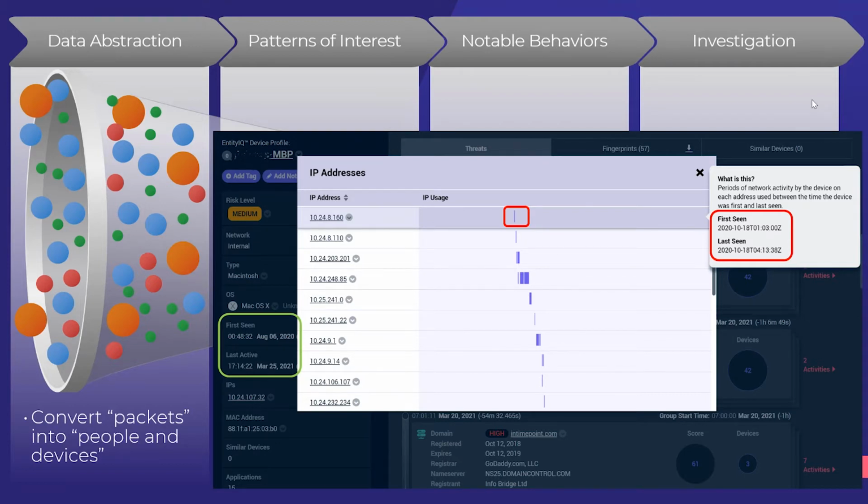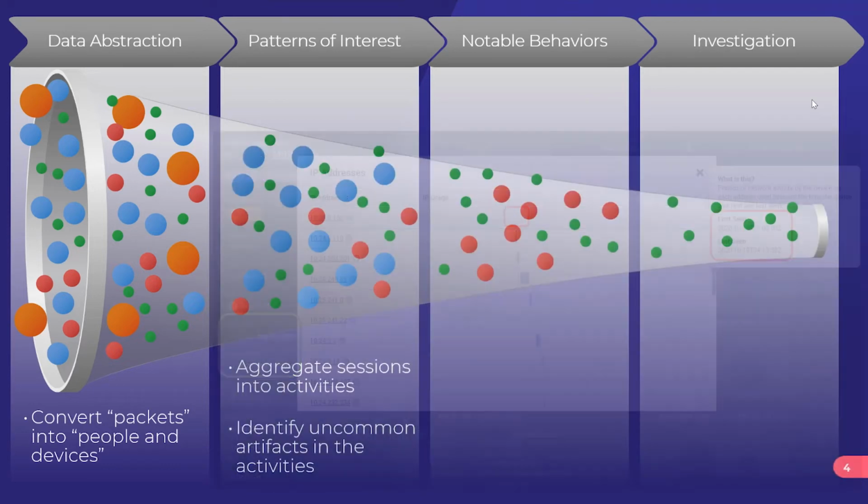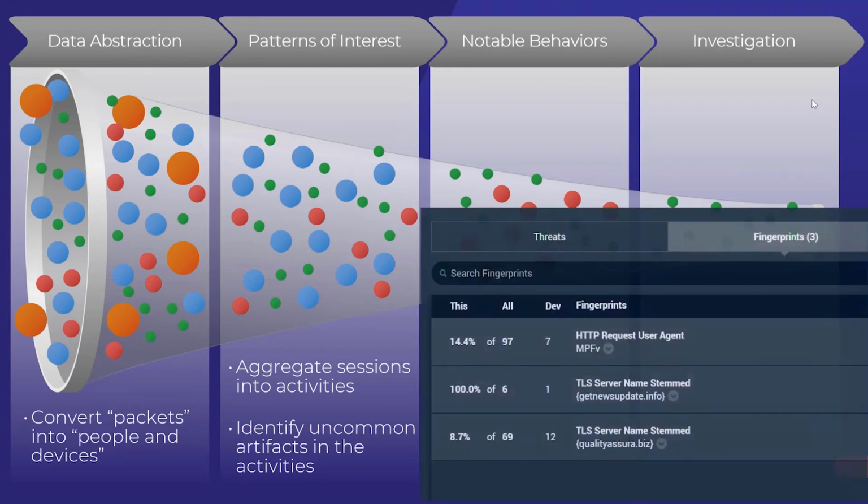This is step number one, a prerequisite. You have to solve this problem before you can do any more accurate or interesting analytics that are capable of detecting more than signatures could detect up to 20 years ago. Okay, so once we've normalized the data and we now have people and devices, we start to aggregate those sessions into activities and start identifying uncommon artifacts.